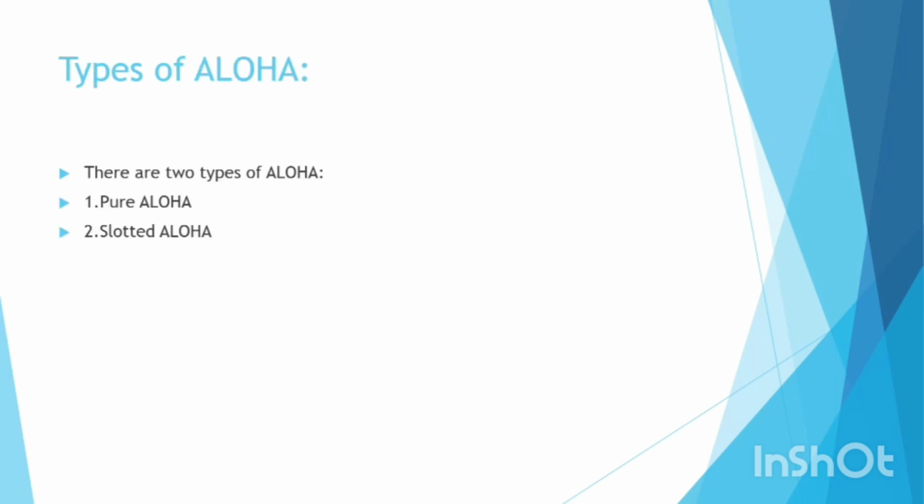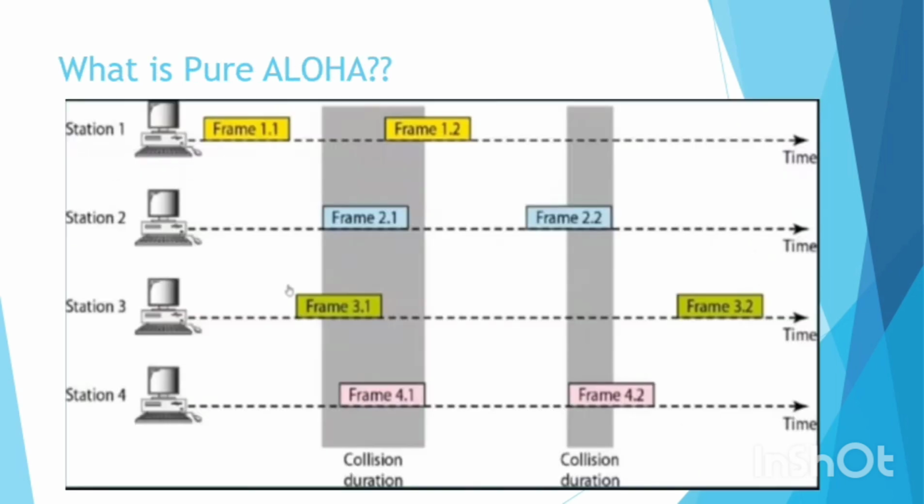Now here come the types of ALOHA. There are two types of ALOHA: pure ALOHA and slotted ALOHA. What is pure ALOHA? For example, let us consider four stations: station 1, station 2, station 3, and station 4. Each station has two frames traveling. There will be a collision duration, which means what we explained before: where two frames meet at a time and collide, it is called a collision.